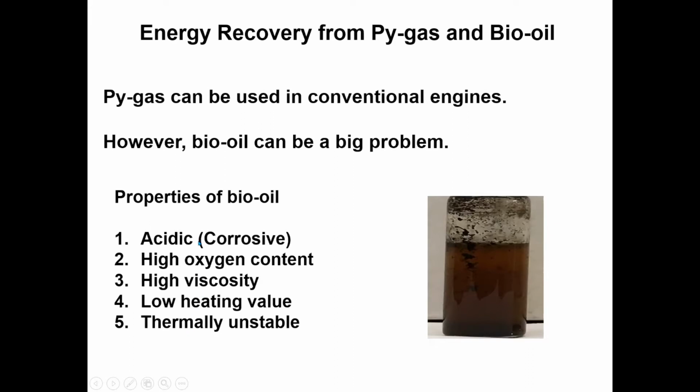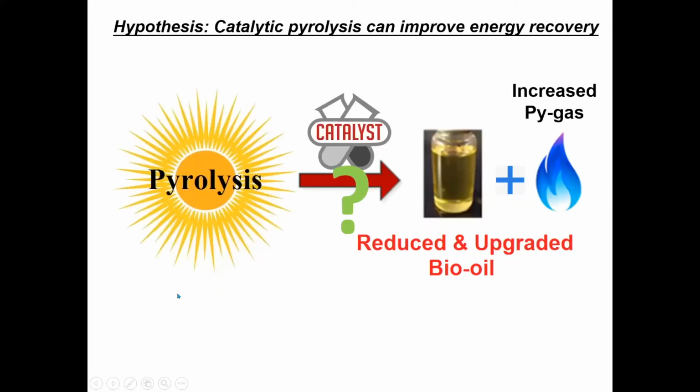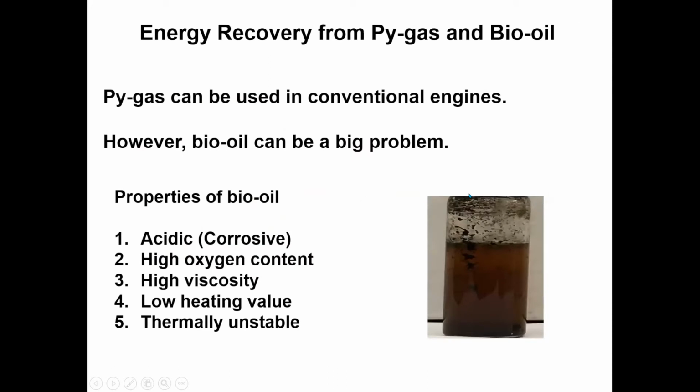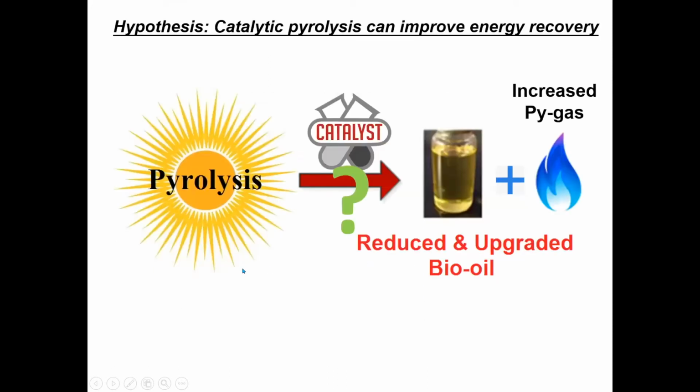So we are thinking, if we can find a catalyst, the catalyst can further decompose the bio-oil here, and we can convert the bio-oil to pygas, since the gas can be easily burned in conventional engines. So if we can find a catalyst and use it in the conventional pyrolysis process, we can get reduced bio-oil yield, and we can get upgraded bio-oil, make it much cleaner. And at the same time, we can increase the pygas production.